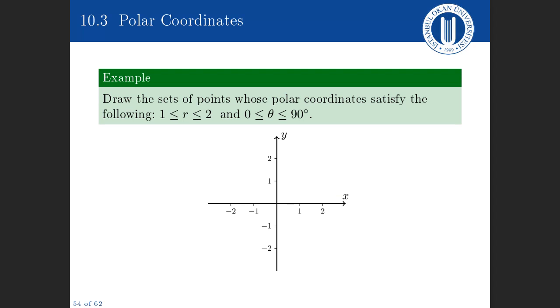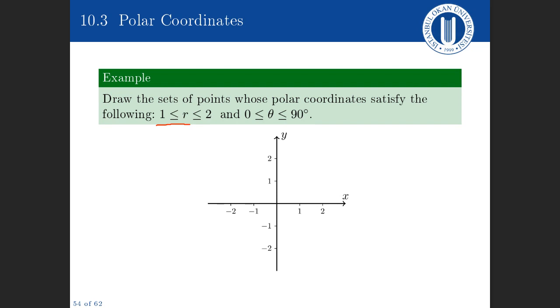Draw the set of points whose polar coordinates satisfy the following two conditions. R is between 1 and 2. Theta is between 0 and 90 degrees. Okay, so what do we have?